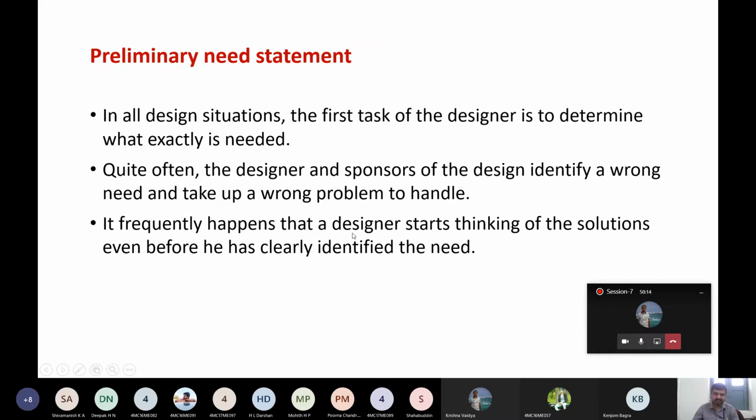It frequently happens that a designer starts thinking of solutions even before he has clearly identified the need. Without understanding the question, at times we try to answer quickly. Even without understanding the problem, at times we try to go for finding solutions. But when you are developing a new product, first you should understand the problem and need. After you are convinced that you have understood the need properly, only then go for finding solutions for that need. These are the things you should remember.